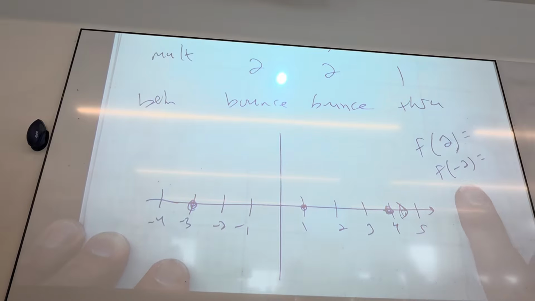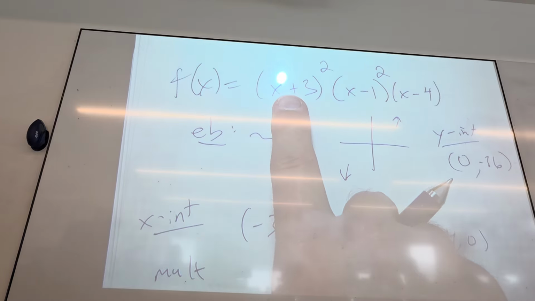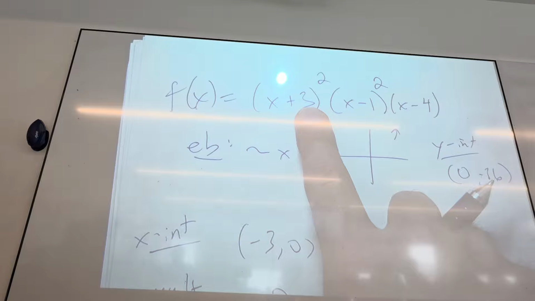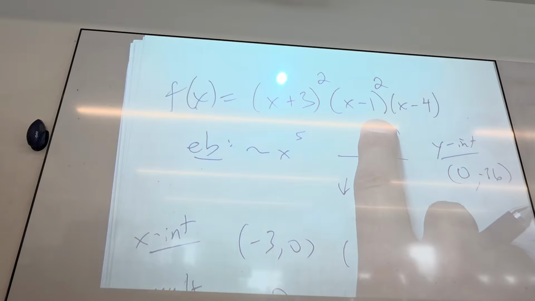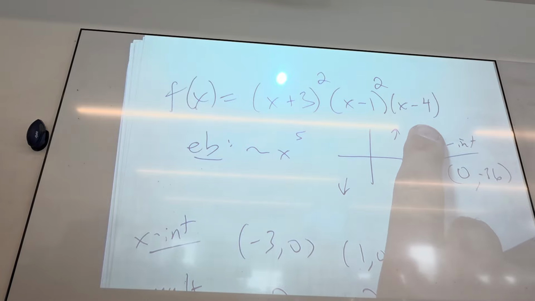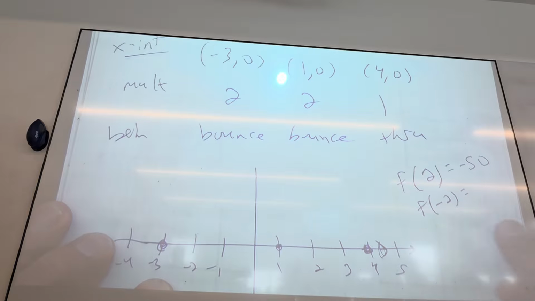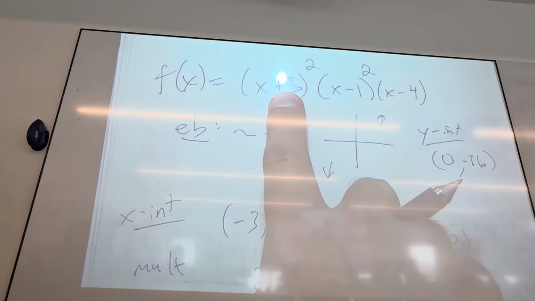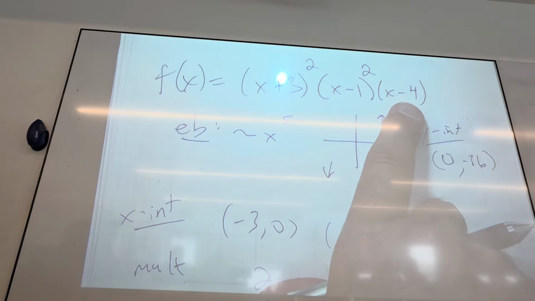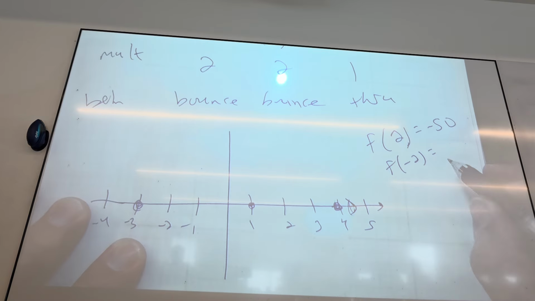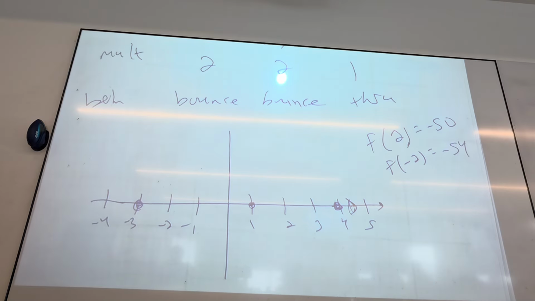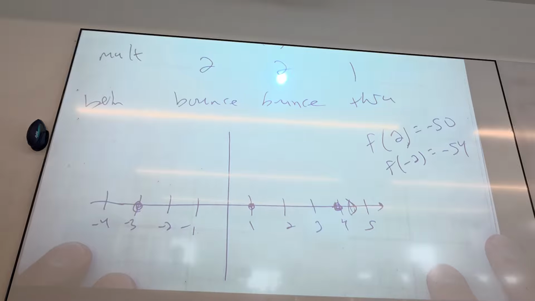So I'm going to do this a little bit quickly. 2 plus 3, 5 squared is 25. 2 minus 1 is 1. 2 minus 4, negative 2. So negative 50, it seems like. I might have done that too quickly. Negative 2 would be 1 times 9 times negative 6, negative 54. I probably did that too fast. Yeah, it should be fine.